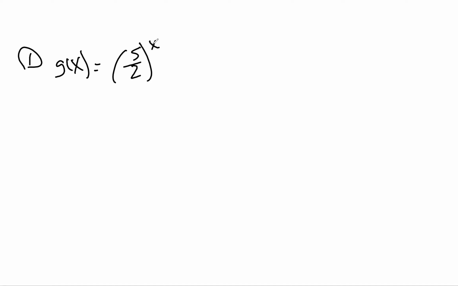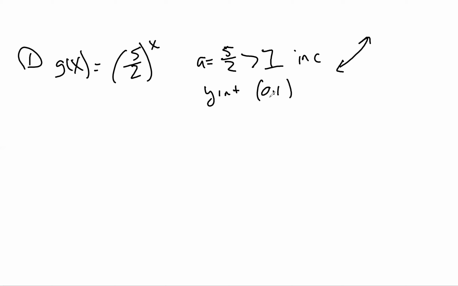Okay, well, from our notes, we have to realize that the a value in this problem is 5 halves, 5 over 2. And in this case, we know that 5 halves is greater than 1. So because of that, we know that this particular picture of our function is increasing. So it's going to look something like this. We also know that the y-intercept is 0, 1.